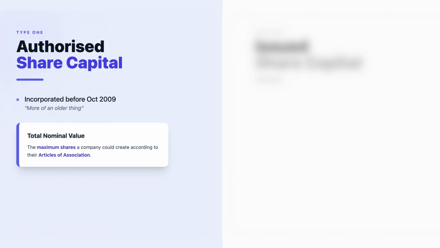So there are two main types that you need to know. First is the authorized share capital. So this is more of an older thing for companies that were incorporated before October 2009, and this was the maximum shares a company could create according to their articles of association. Modern companies formed after October 2009 don't have this limit anymore. If you do have this limit in your articles of association, then you'll want to amend your articles if you wish to have a greater amount of share capital than is specified in your articles of association.